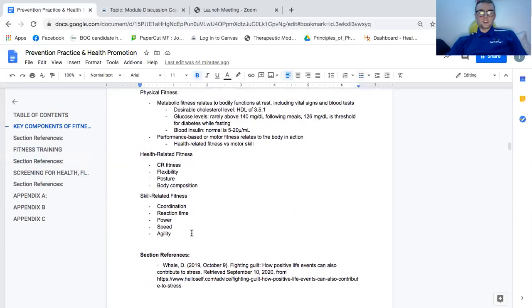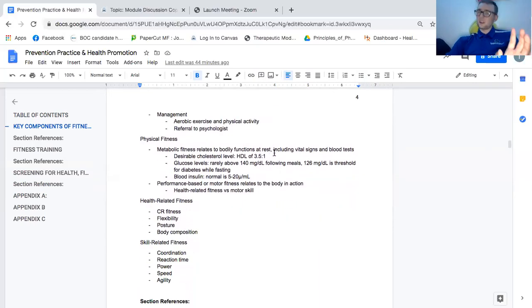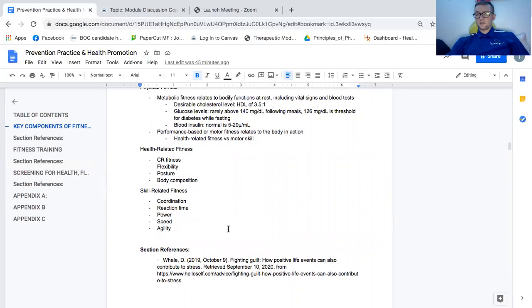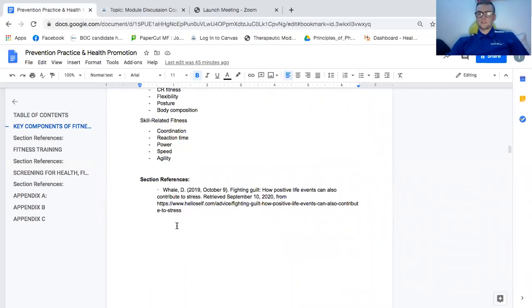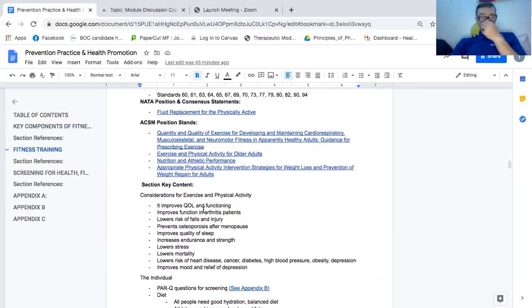I tried to condense my notes a little bit. I tried to not write the things that are common sense to me, things that were drilled into my brain, whether in high school, at Cornell, or in the first couple of years here in the master's program. But I included some important things. I tried to include numbers. You can see right here, I've got the desirable cholesterol level, glucose levels, blood insulin levels, all that kind of good stuff. All the health-related fitness versus the skill-related fitness. And then we got our references here, because we don't want to plagiarize. That's bad news.